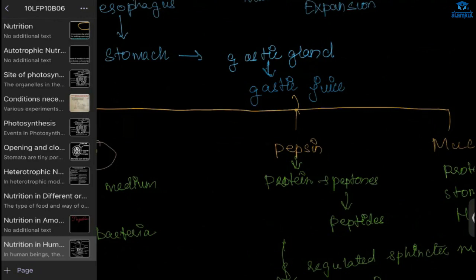Any doubt here in this? Ma'am, you send this notes in the group. Okay, you can write it like this, it will be easier for you. No, ma'am, in my notes, the pepsin and mucus are spread here and there. It's not organized in one place, so that is a little bit of a problem. If you write by the flowchart method, it will be easier.